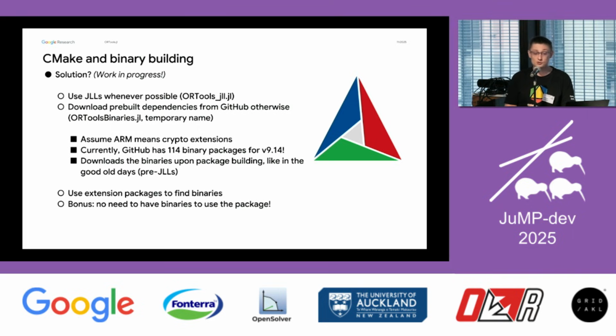That's why we're currently writing code for a new solution, which is to use the JLLs whenever we can use the existing infrastructure, because for some platforms it works very well. And otherwise, we'd download the pre-built dependencies that we're publishing on GitHub, because for ORTools, we're publishing more than 100 binary packages on GitHub. So we'd be reusing all of these packages, including for ARM, with the crypto extensions. At runtime, we'd be using the package extension mechanism to either load the JLLs when they're available or the ones that you download directly from GitHub if you cannot use the JLL.